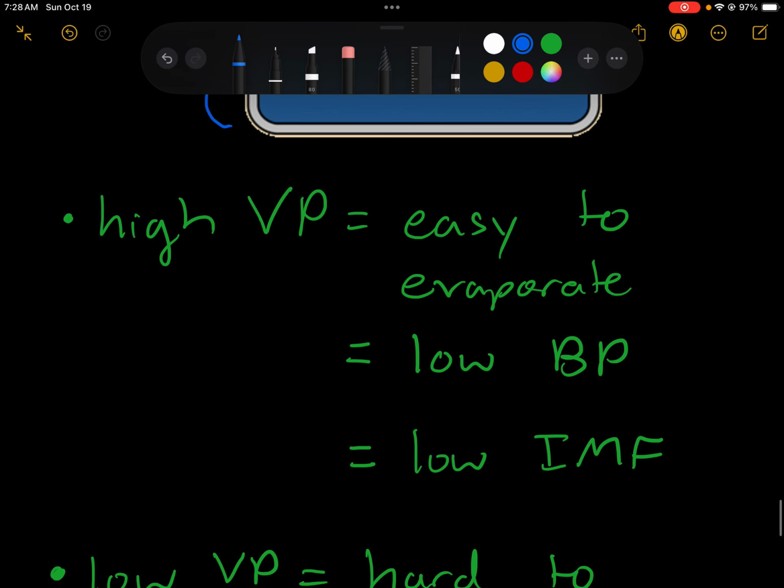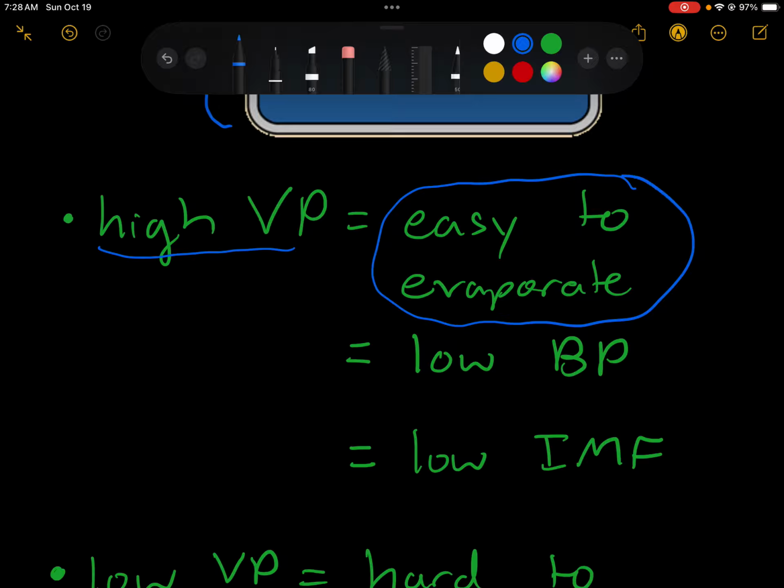So if I, as a liquid, have high vapor pressure, that means that I am easy to evaporate, or I evaporate readily. That means that if I have high vapor pressure, I have a very low boiling point because it's very easy to move from liquid to gas. It also means that my particles have low intermolecular forces, or those attractions between the particles are not very strong, because if it's really easy to break it, that means it's really easy to boil that substance and it's really easy for that substance to evaporate.